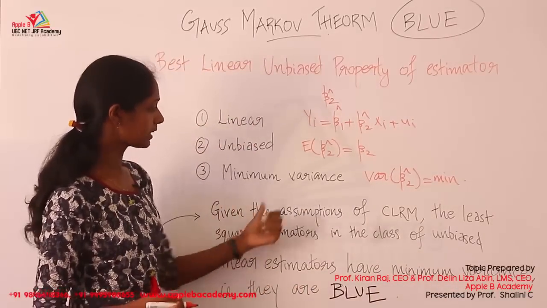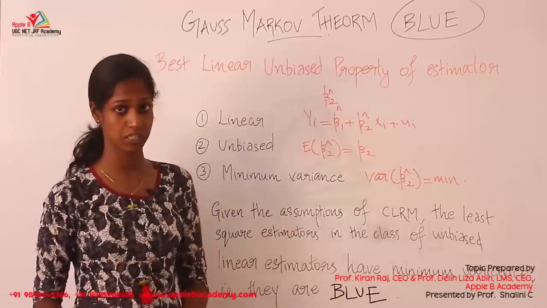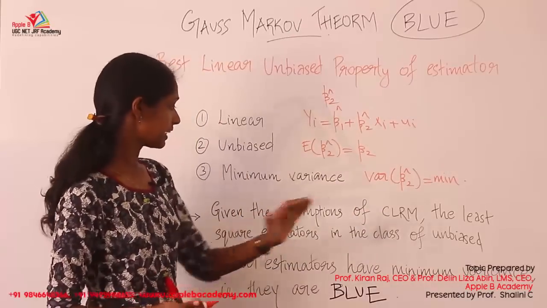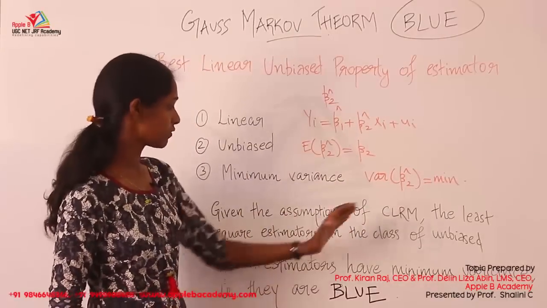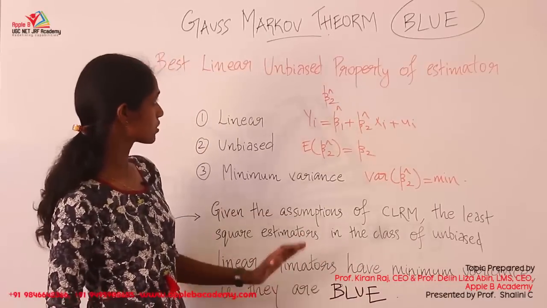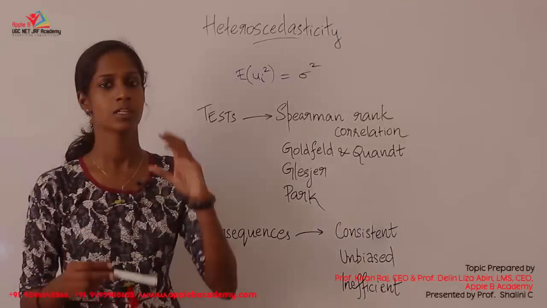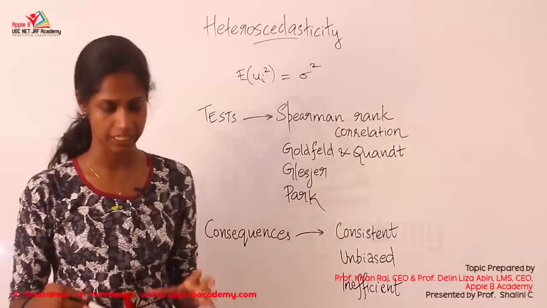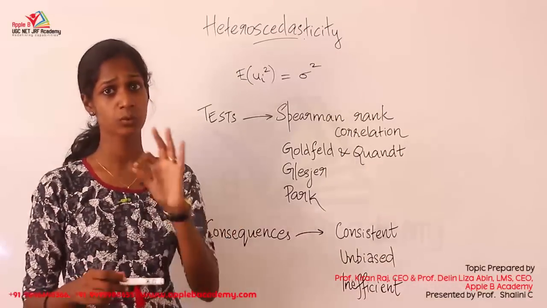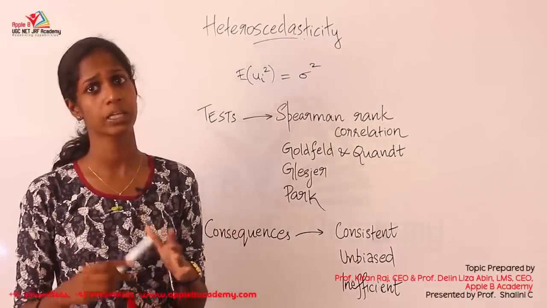Basically, given the assumptions of the classical linear regression model, the 10 assumptions that we discussed earlier, the least square estimators in the class of unbiased linear estimators have minimum variance. That is, they are BLUE. So they will be the best linear unbiased estimators. We have already discussed the assumptions regarding the classical linear regression model. These are the exceptions to 3 of those assumptions: one is homoscedasticity, one is autocorrelation and one is multicollinearity.